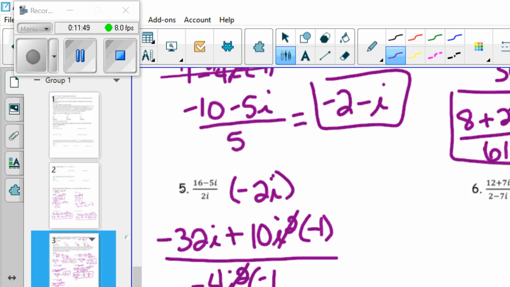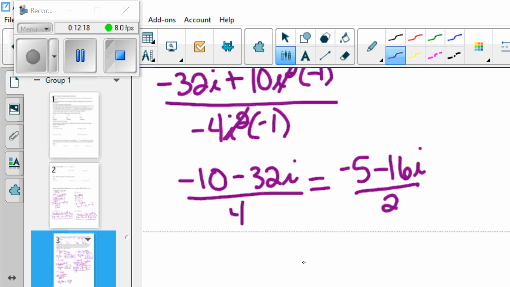Again, the i squared I know turns to negative 1. Okay. On top, I have a negative 10. I need that to move to the front because I want the real number first. So I have negative 10 minus 32i. Over on the bottom, just 4. And take a 2 out of everything here. So then I get negative 5 minus 16i over 2.